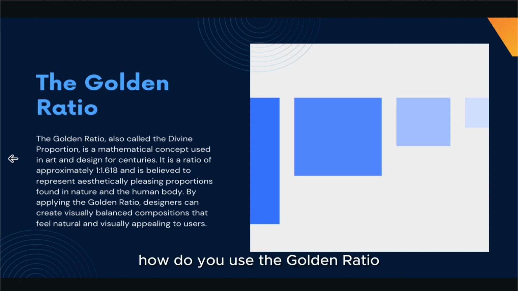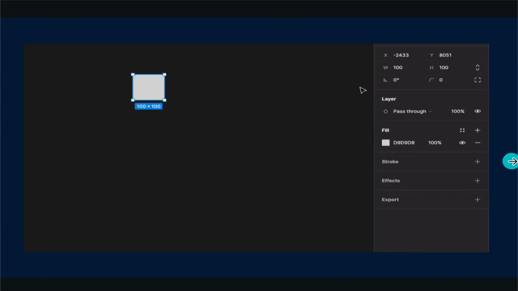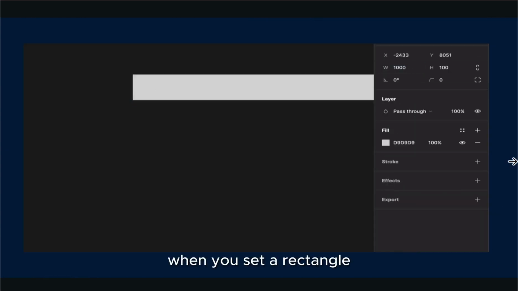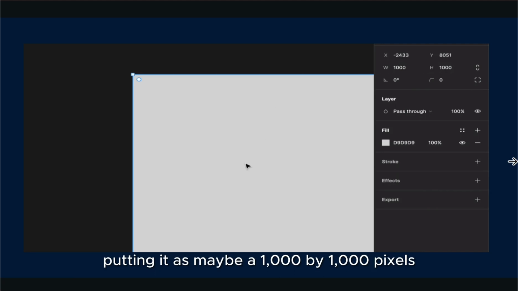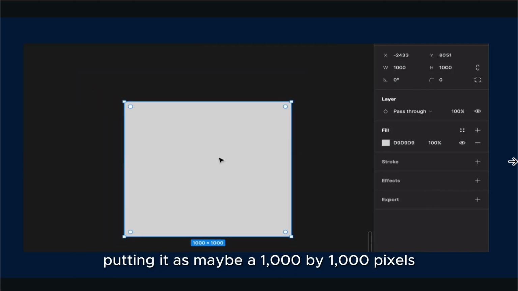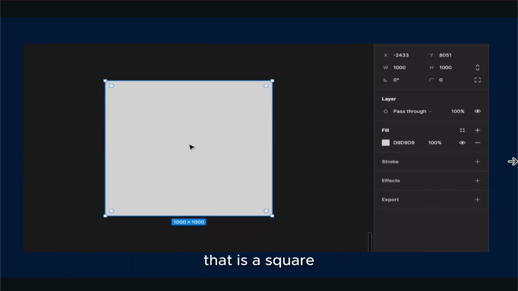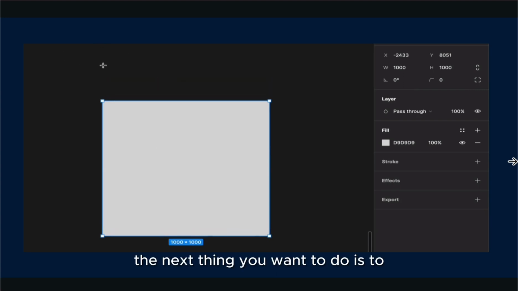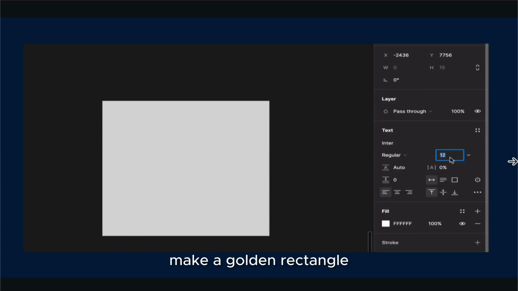How do you use the golden ratio? When you set a rectangle, putting it at maybe 1000 by 1000 pixels, that is a square, the next thing you want to do is to make a golden rectangle.